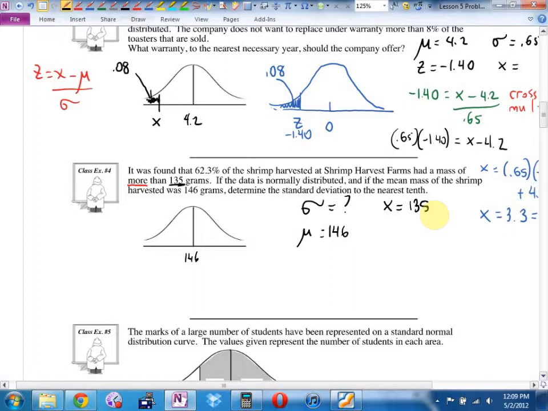Adrian, you see we have the 135 grams? Where would I put it on this curve? To the left of 146 or to the right of 146? That's why I put the mean on there. I'll put it right about there. It may be further left, it may be further right. I'm just doing a sketch so I can see.